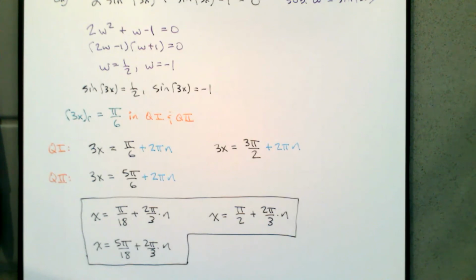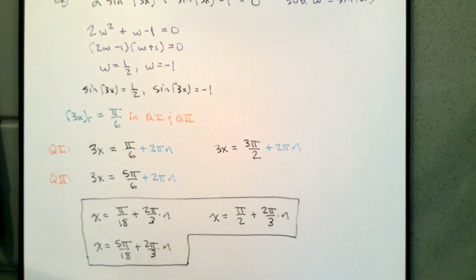Now, if we were restricted, if for some reason the problem said solve this equation for x between 0 and 2 pi, we can see we're going to get some more solutions than just the pi over 18, 5 pi over 18, and pi over 2. There are going to be some other angles between 0 and 2 pi. Any questions?